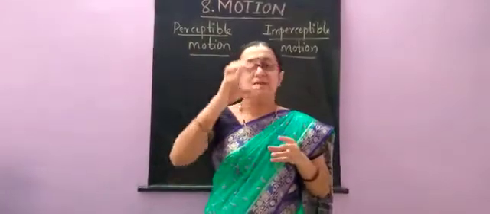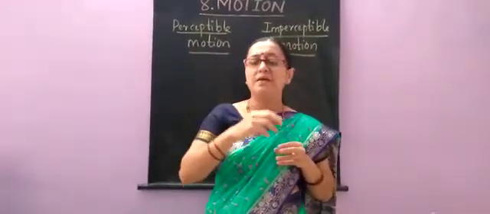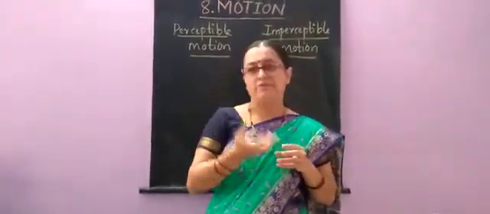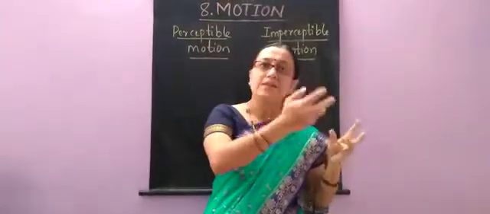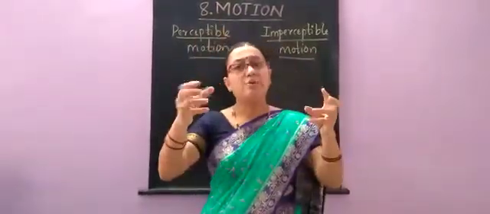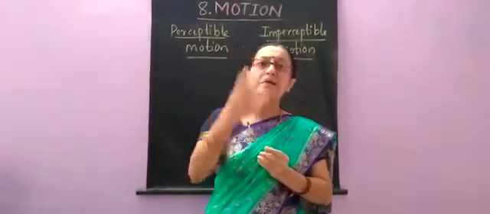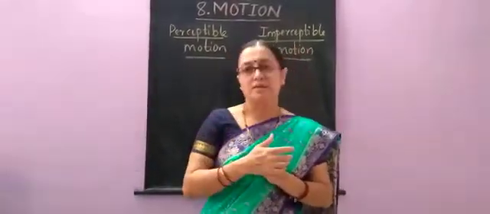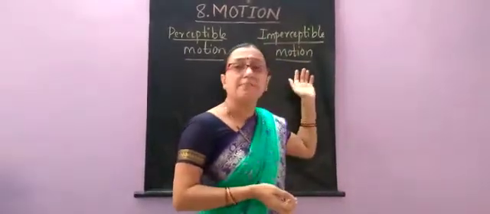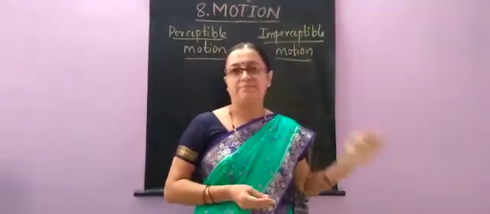But other objects are moving, and we don't see them moving. We can make it out because of some changes taking place in nature, but we cannot actually identify them as moving. They are called imperceptible motions.